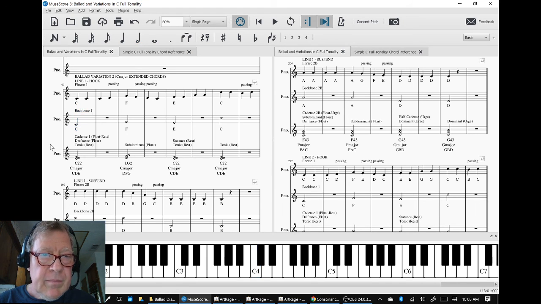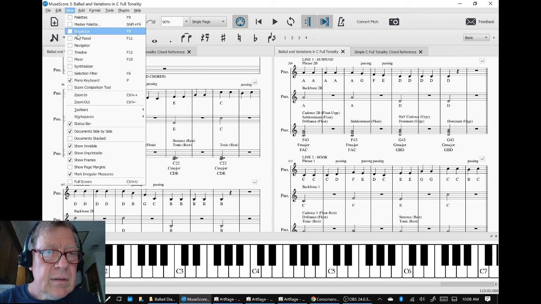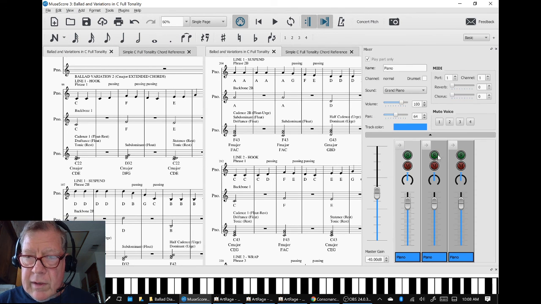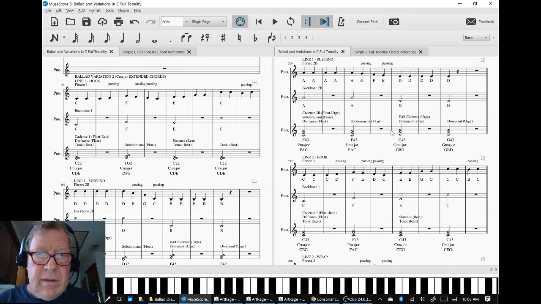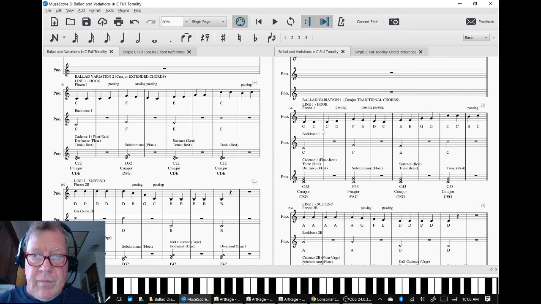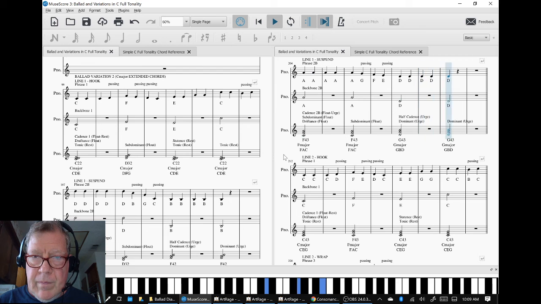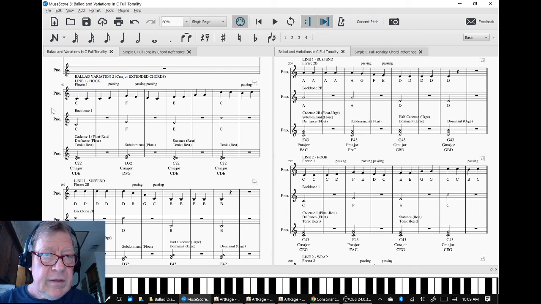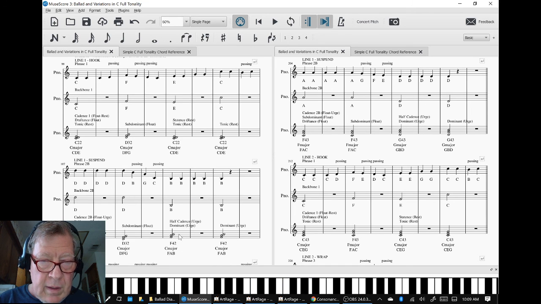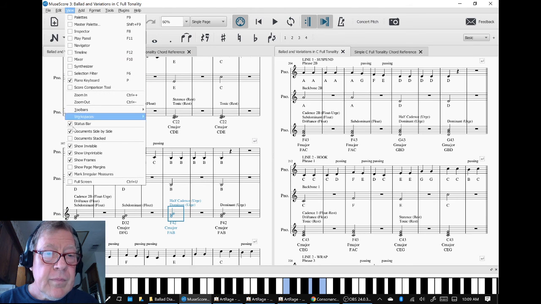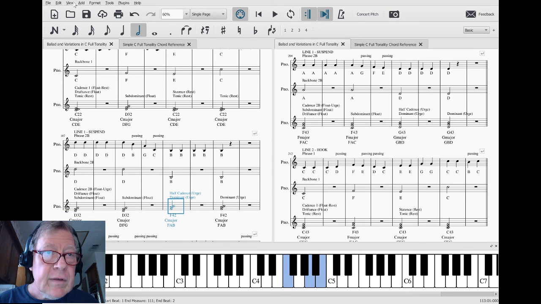And now let us hear the rest of it. The cadences. No more soloing there. So these are the first two lines of the first variation. And these are the first two lines of variation two. Everything's consistent.